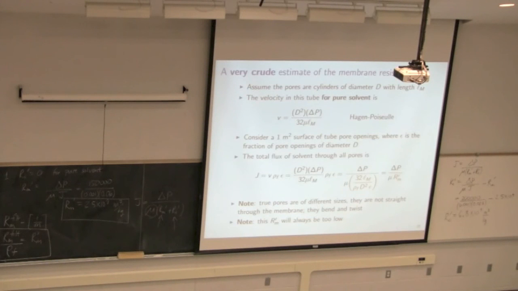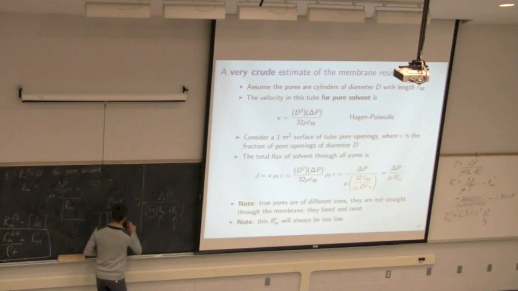Here's a final thought just to end this topic off, and it's a very crude way to estimate the membrane resistance, if you want a very poor approximation. That's going to always be too low as well. What we do here is take a look at my membrane and consider it as a series of pores. If I'm looking at it from the side view, my fluid is coming in and passing through these pores of length LM. So that's my length LM, the distance of the pores.